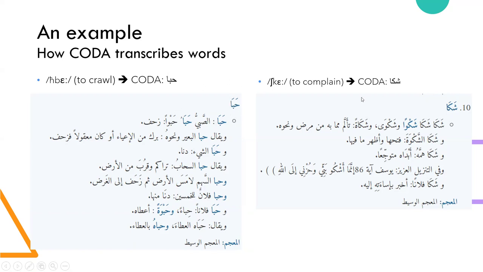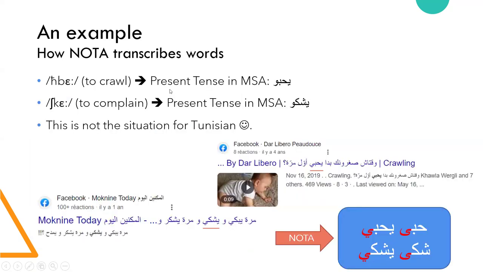In the CODA guidelines, they are written with alif mad. But why are they written with alif? Because in the present tense, they are both written with the waw at the end. However, this is not the situation for Tunisian. The present tense for hba and shka is yahbi and yishki, and there are examples for that. So this is not my own invention. To avoid such inconsistency, it should be with alif maqsura and not alif mad.